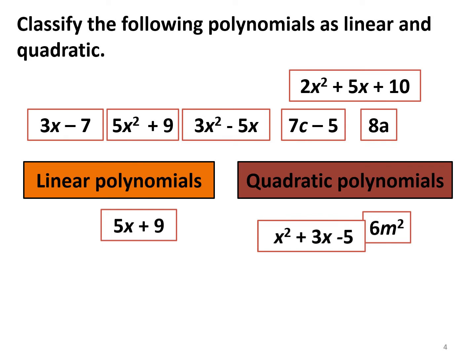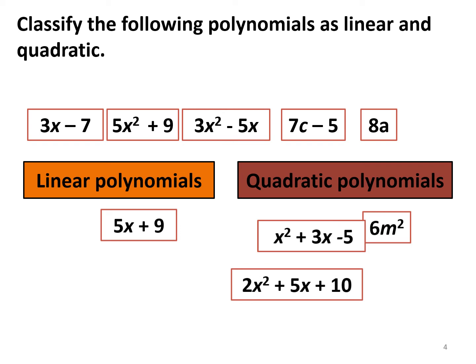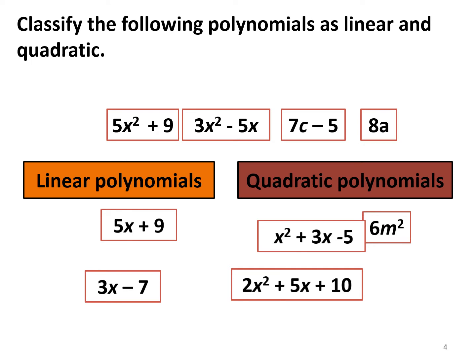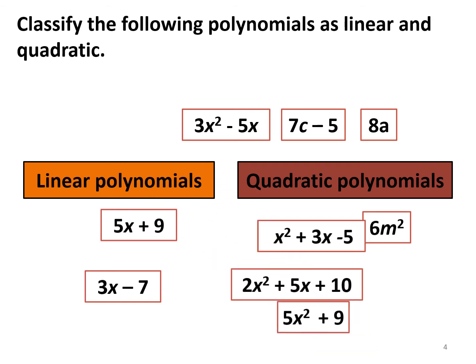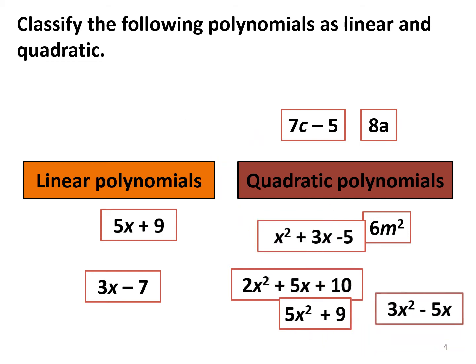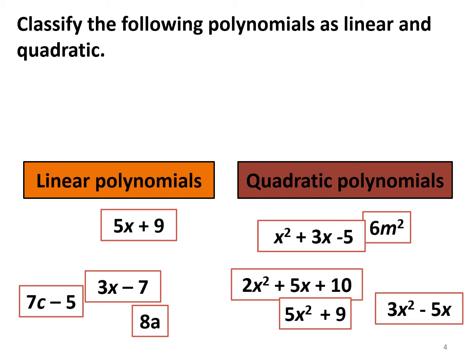The next equation, 2x square plus 5x plus 10. The degree is 2. So it is a quadratic polynomial. 3x minus 7, linear polynomial. 5x square plus 9, degree is 2, so it comes under quadratic polynomial. 3x square minus 5x, again the degree is 2, classified as quadratic polynomial. 7c minus 5, linear polynomial. 8a, a linear polynomial.